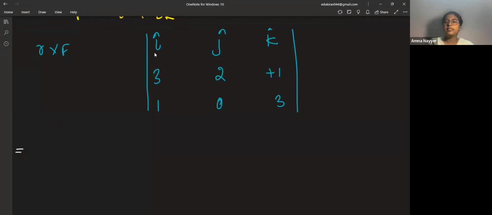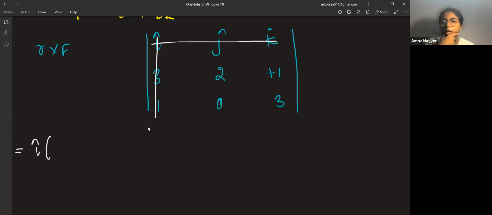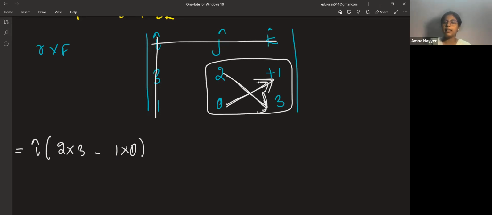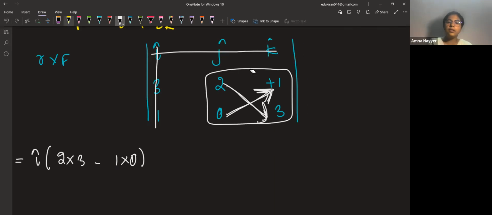When you are solving this for I cap, cut the entire row and column of I cap. Fine? You are left with 4 numbers now. I cap's row and column has been deleted. Then multiply diagonally down minus diagonally up. That is 2 into 3 minus 1 into 0. This is how you will do it for I cap. These 4 are left, so we took them. They got multiplied minus this. Clear?